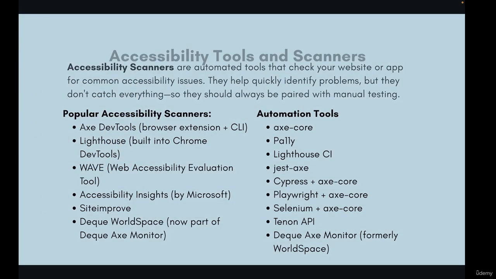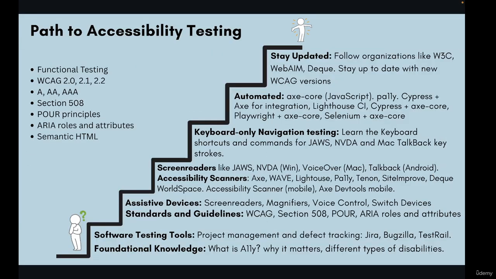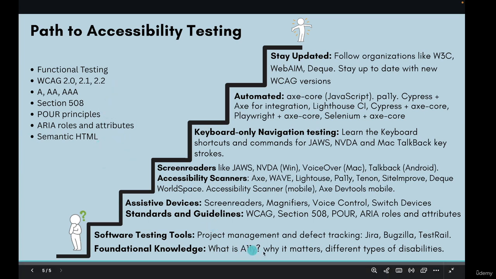Now here is your path to accessibility testing. These are the main things you gotta learn. Definitely functional testing. You gotta be a tester that basically specializes in accessibility. You gotta be familiar with your WCAG 2.0, 2.1, 2.2, coming soon 3.0, with your standards, whether it's A, AA, or AAA. Section 508, this is for federal or government agencies. Your core principles, your ARIA roles and attributes, and semantic HTML. Now that is your foundational knowledge, basically. What is accessibility, why it matters, what are the different types of disabilities.